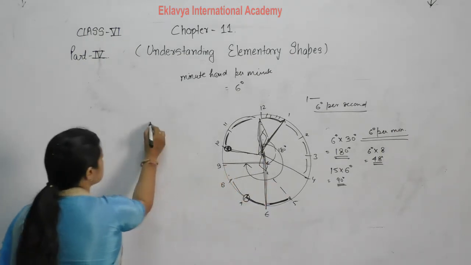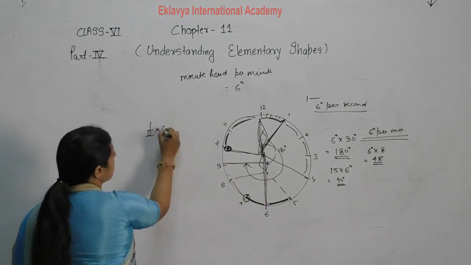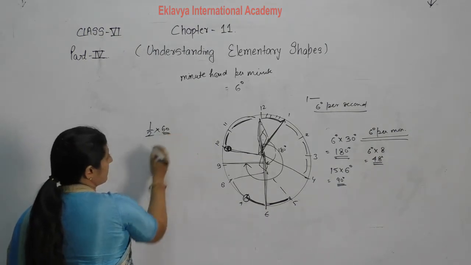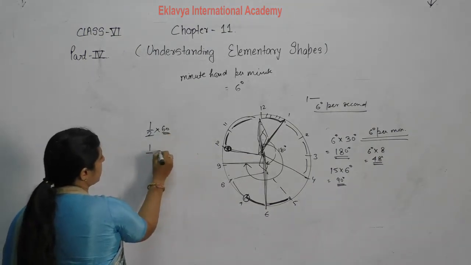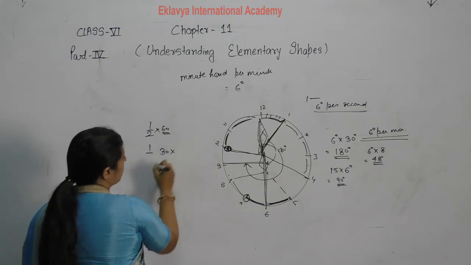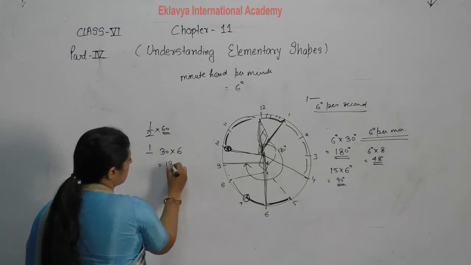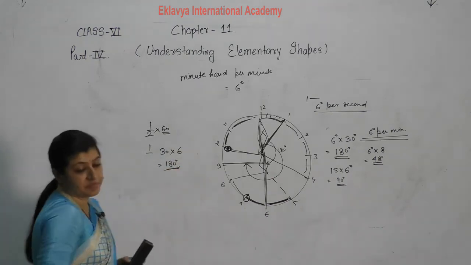Next, half hour. Half hour means how many minutes? 1 hour, in 1 hour 60 minutes, it means 30 minutes. 30 minutes means 30 into 6, that is equal to 180 degree.